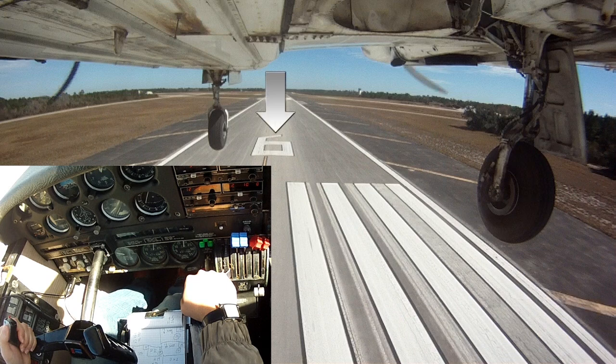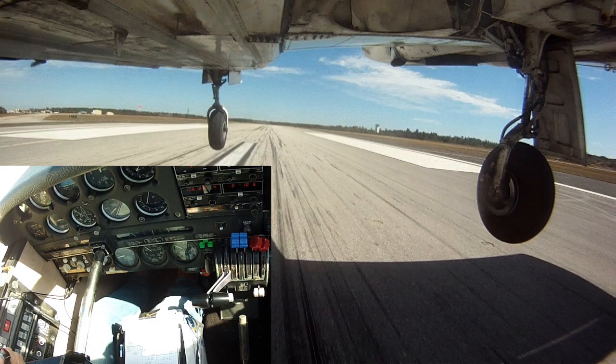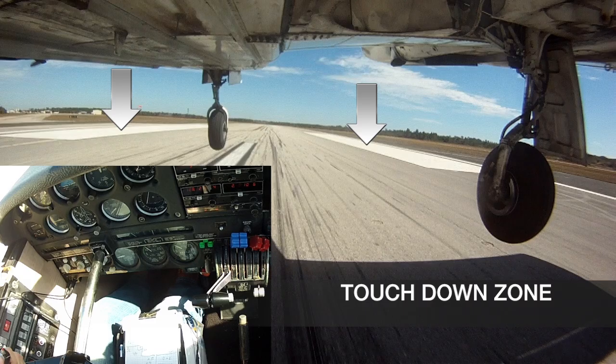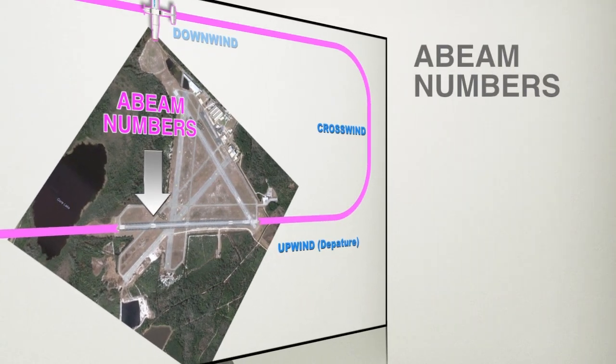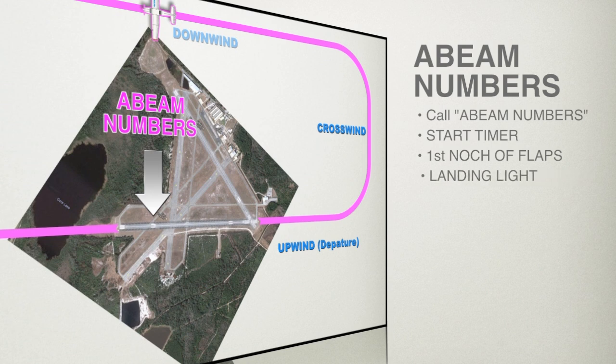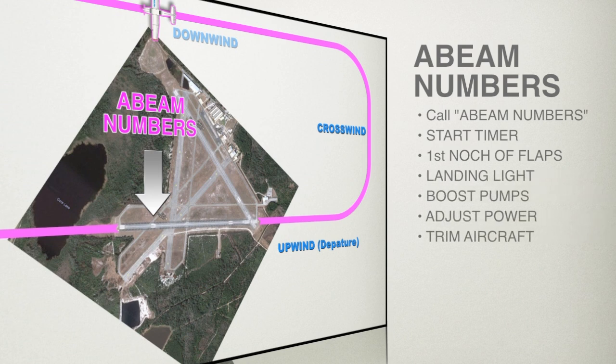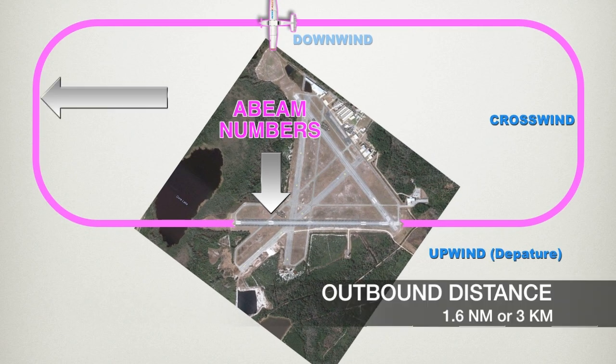When we're flying VFR, we are usually aiming at landing on the numbers. On IFR, we are aiming at the touchdown zone. But anyway, we call that being abeam the numbers. Now, abeam the numbers, there are a few things we need to do: call abeam the numbers, start our timer, put the flaps, landing lights on, boost pumps on, and we adjust the power and trim the aircraft.